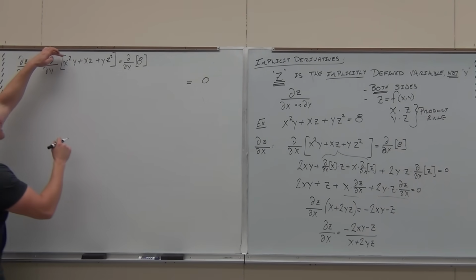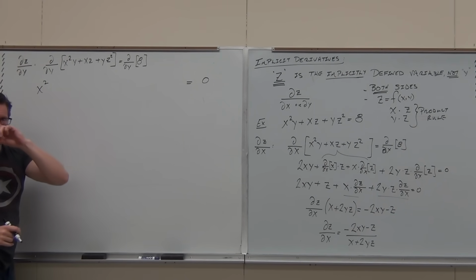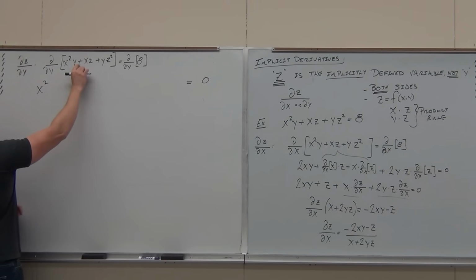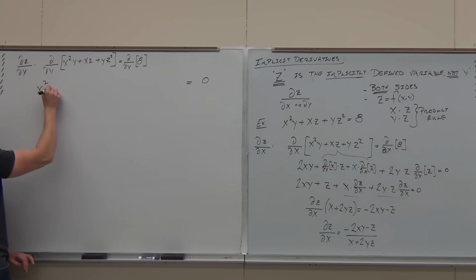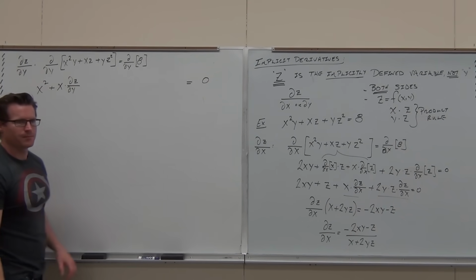So we go, okay, derivative of this with respect to y, we get x squared. Do you see why we get x squared? Derivative of y is 1, done. Derivative here, I do not need a product rule. This is like a 7, so I'm going to keep my x. Derivative of z is 1, but I have a partial of z with respect to y.